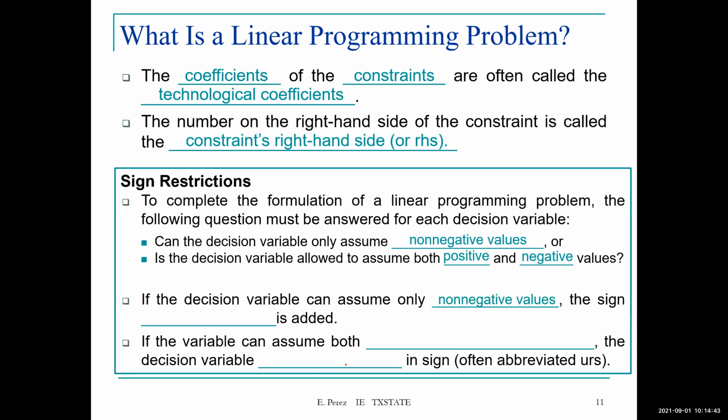If the decision variable can assume only non-negative values, the sign restriction will be xi greater or equal to 0, and that is added to the model. If the variable can assume both positive and negative values, the decision variable xi is unrestricted in sign. And we will see one example for that later this semester. Those are not very common, but there could be cases in which you will want to have an unrestricted decision variable.